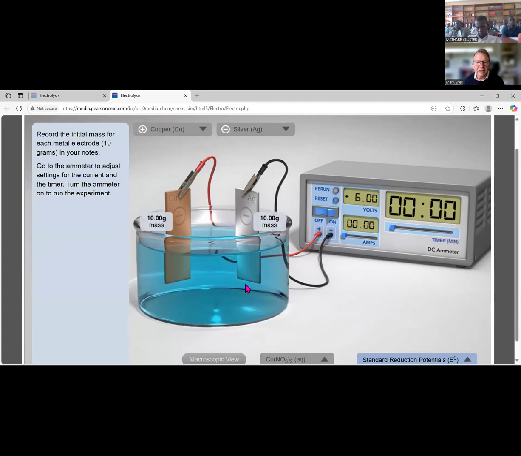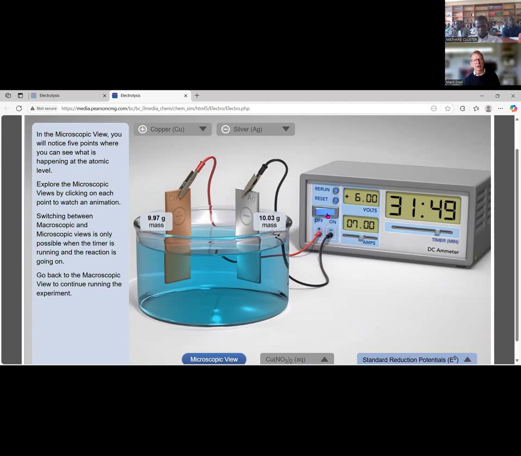Now what I've got is my copper here. This is the anode, so this is going to dissolve. The copper ions in here are going to plate the silver, so we'll be able to see it more easily. So I turn up the amps, I give a certain amount of time, that's not important, and I turn it on.